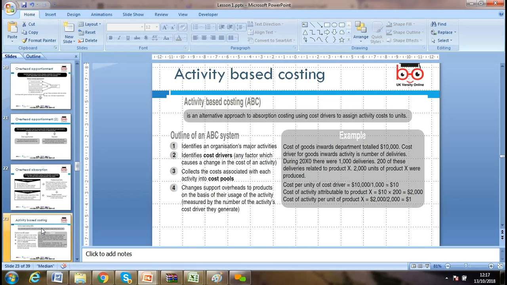So up to now we have discussed absorption costing. Absorption costing means the full cost, where we absorb all the costs into the product, and we see how much the cost of each unit is. Then we can decide what price we're supposed to charge the customer. So that is the method of absorption costing.